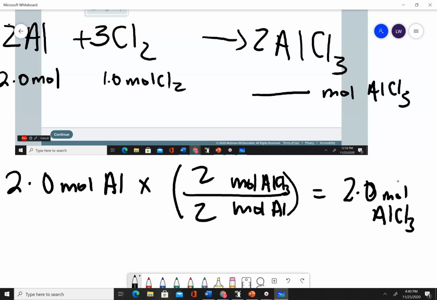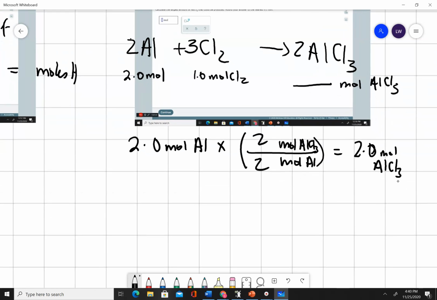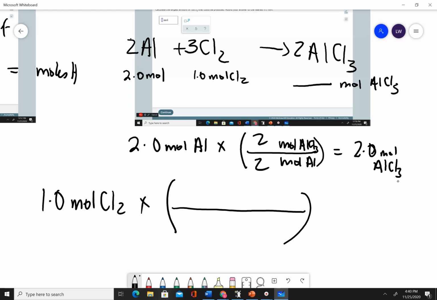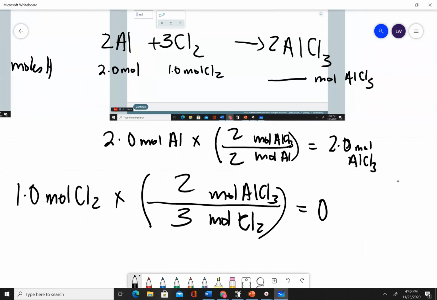Now, there's no guarantee that all of the aluminum will be able to react if we don't have enough of the chlorine. So I've got 1.0 moles of chlorine, and I want to turn that into moles of aluminum chloride. So I've got to multiply by the mole ratio that has moles of chlorine on the bottom and moles of aluminum chloride on the top. According to my equation, I get 2 moles of aluminum chloride for every 3 moles of chlorine. So that would give me 0.67 moles of aluminum chloride.